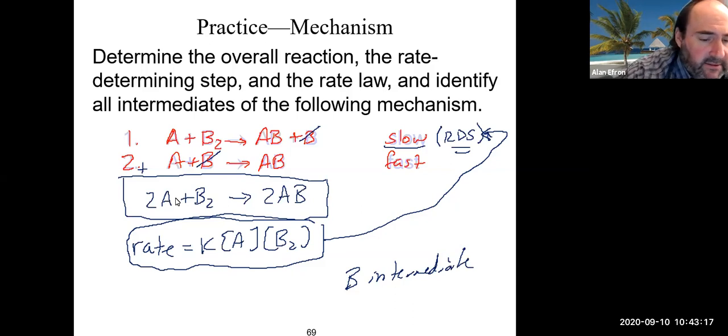This is a slightly different type of mechanism problem where you're given the mechanism and they ask what would be the rate law based off of this mechanism. Obviously they would have to label it slow or fast in order for you to determine which one would be the rate determining step. Question on that one? As you can see, there are a few different types of mechanism problems that you may come across.